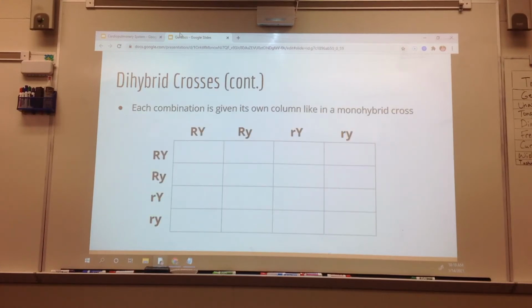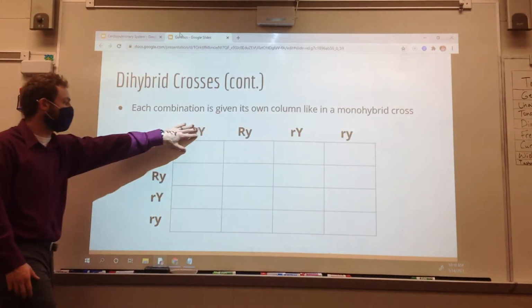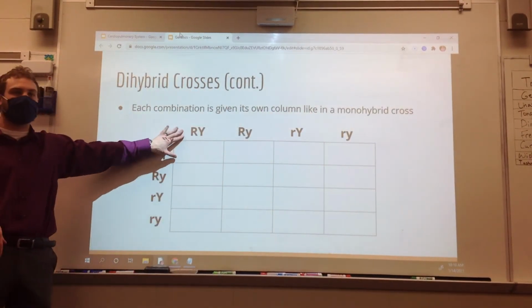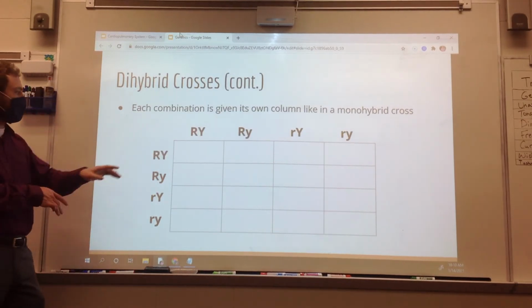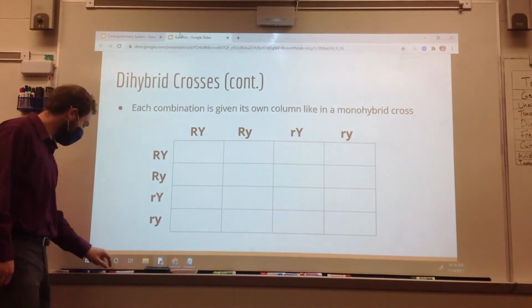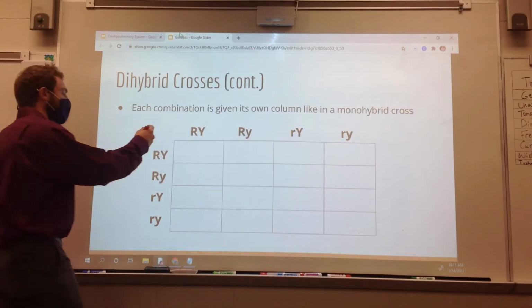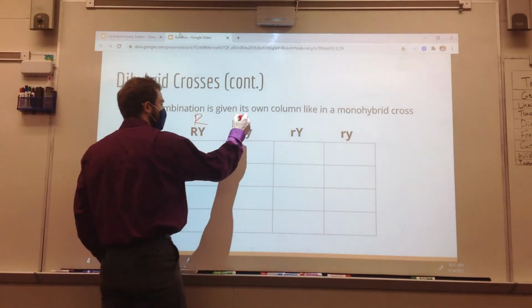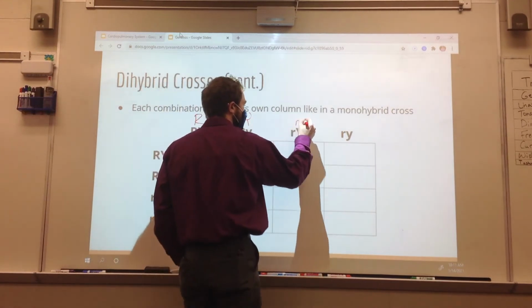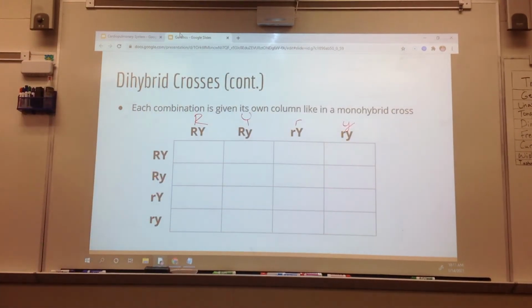Okay, so here is what this would be set up as. This would be parent 1, and this would be parent 2, the same as our normal Punnett square, but each pair of letters now gets its own column. Do not do this. I know some of you are still going to do this and it's going to annoy me. That is wrong. I see that all the time.